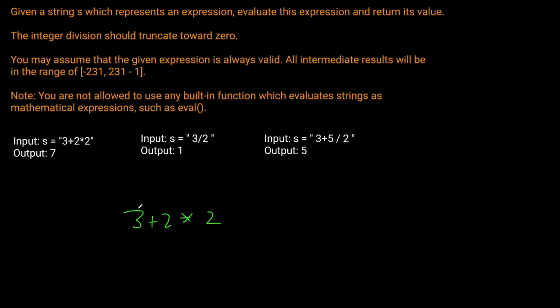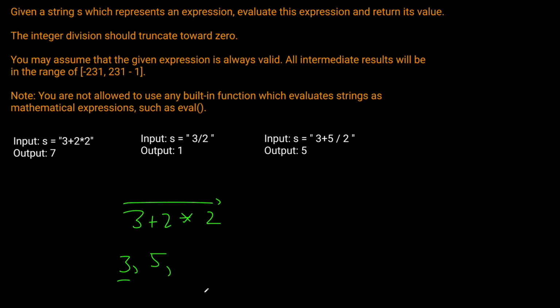times 2. So if we're going from left to right, we're going to see 3 first. So we're going to have 3, and then we're going to see the plus 2. So now we're going to have 5 as our result, and our previous number is going to be 3. And now we see that we have to multiply by 2. Again, if we just multiplied this, we'd get 10, which is not the answer that we expect.